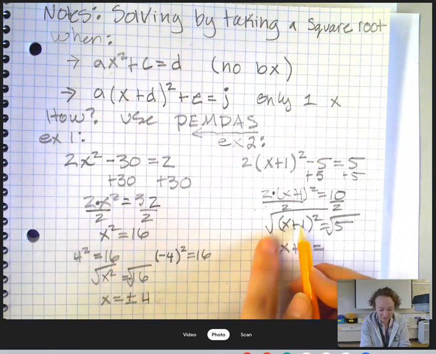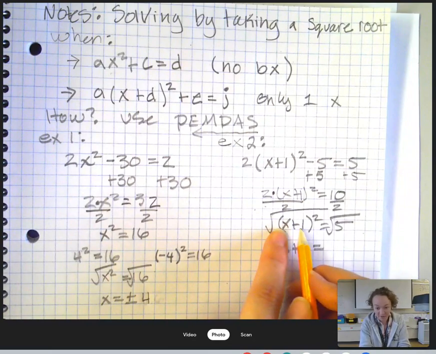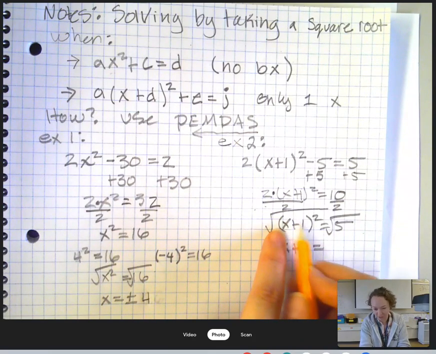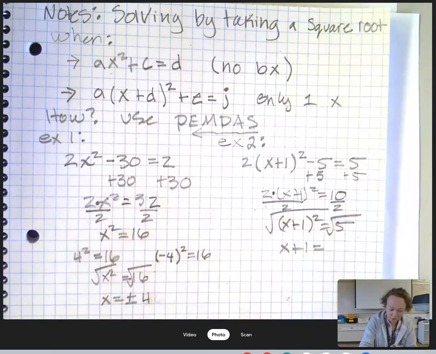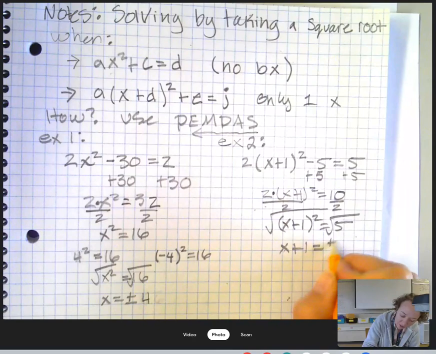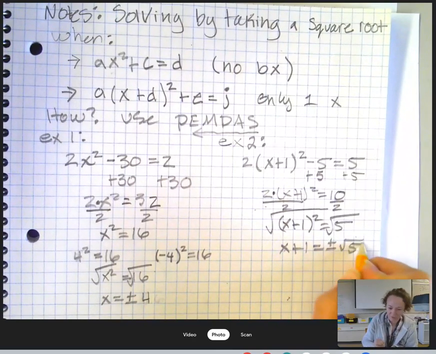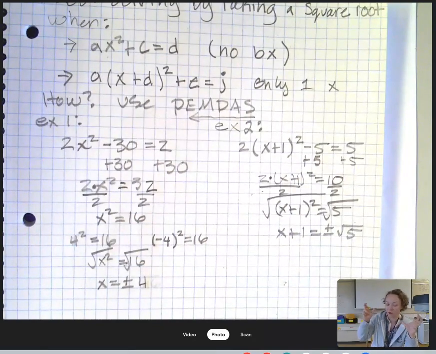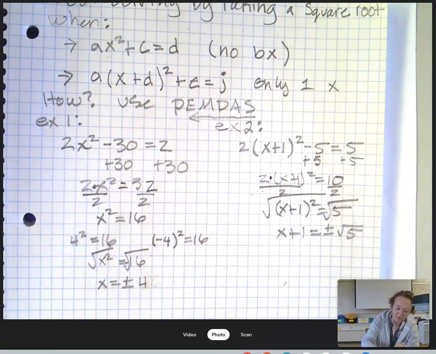Because whatever this stuff in here is, if it came out to be a negative and I squared it and got a 5, or it could come out to be a positive and I squared it and got a 5. Either way would work. So I have to take plus or minus the square root of 5. Just remember, whenever you're undoing a square, you have to take the positive and the negative possibilities.